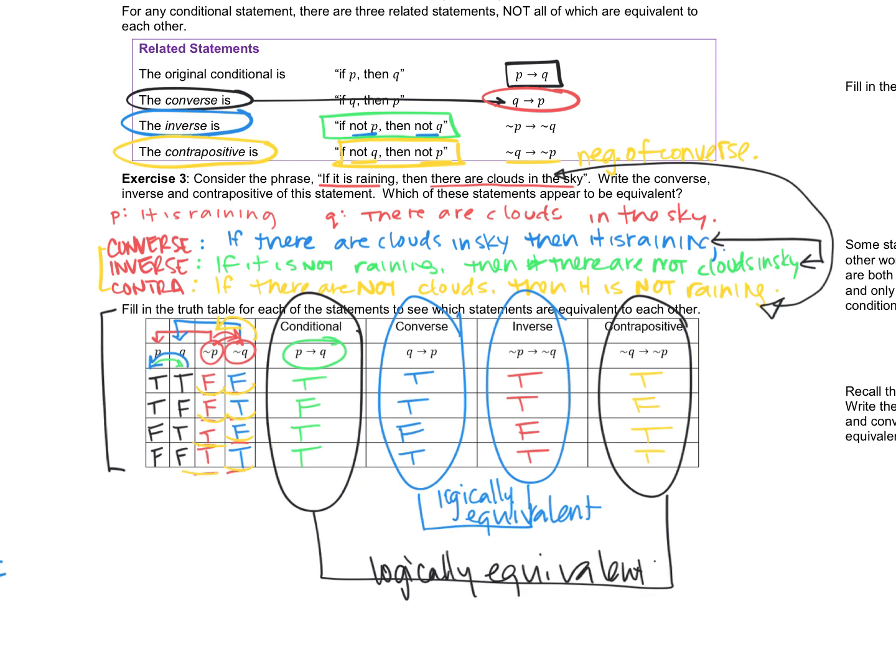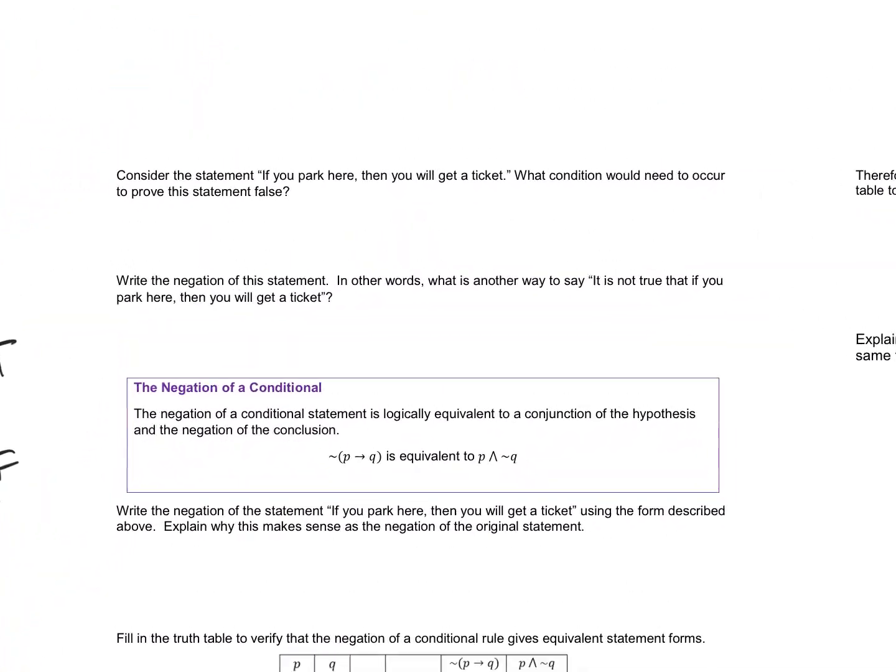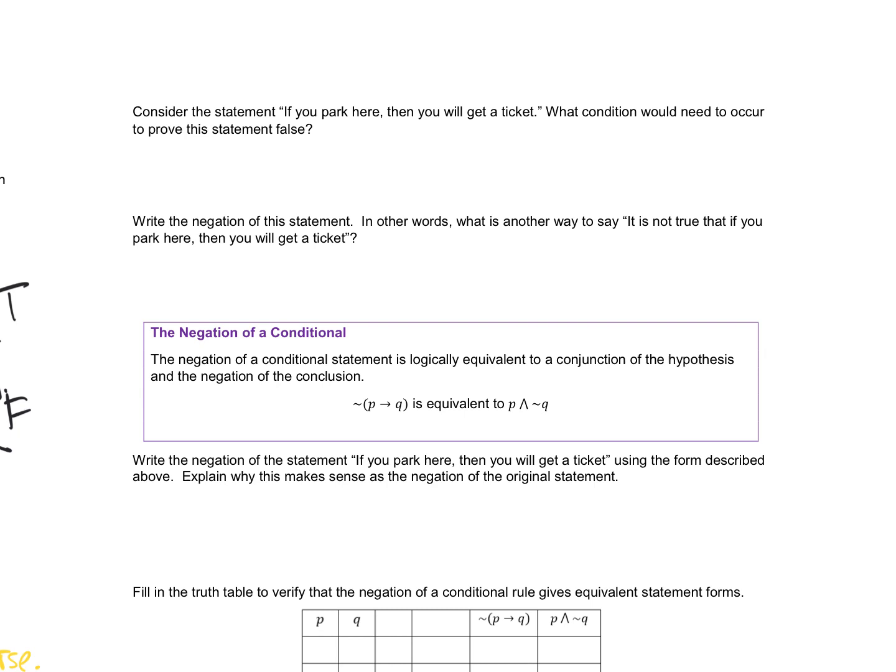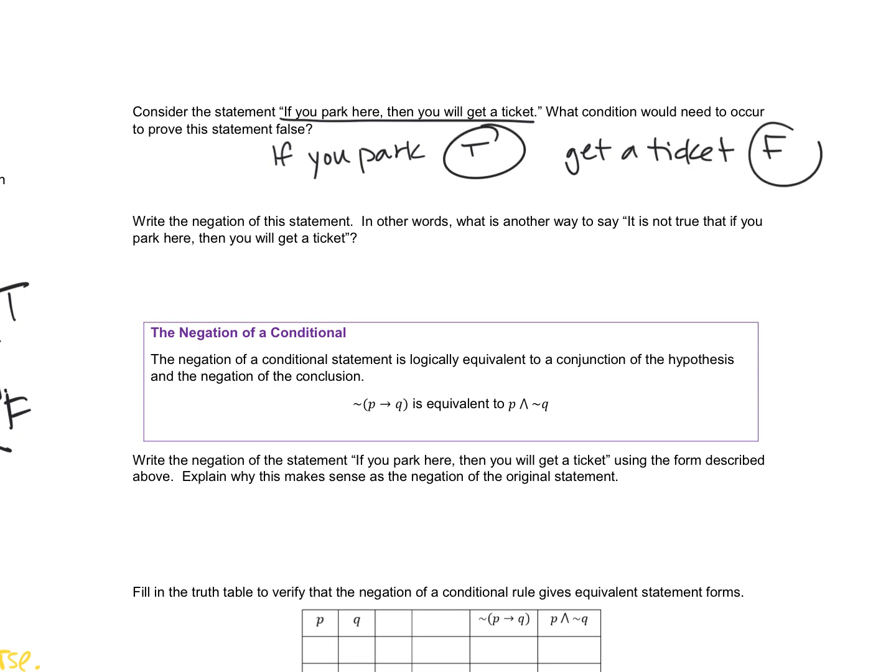Okay, and so flipping over here to our almost last pages, let's think about the negation. Consider the statement: if you park here, then you will get a ticket. In order to prove this false, remember, we're going to say that there's a lie, that if you do park and that is true, then getting a ticket, if that doesn't happen, that's when we're going to have a false statement.